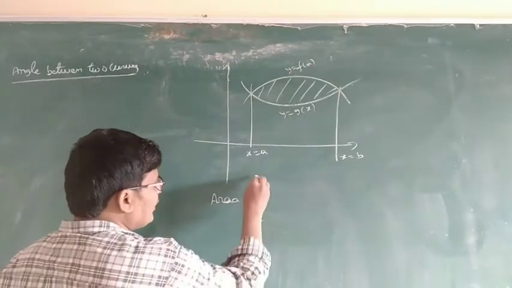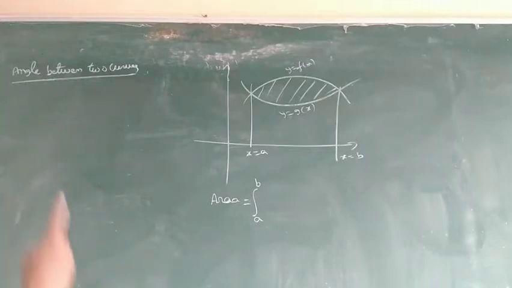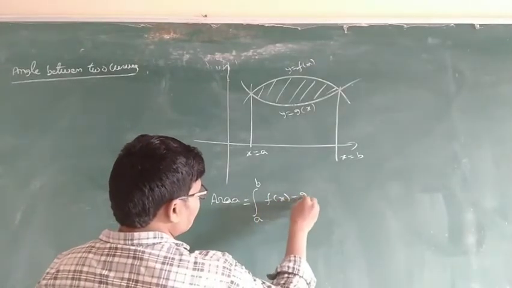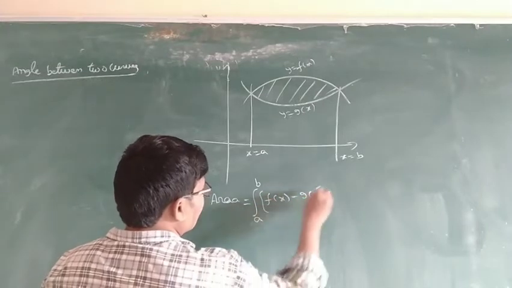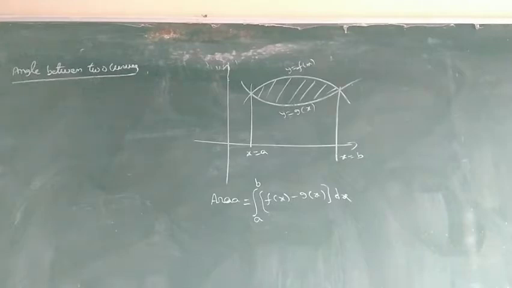Integral A to B. What is the upper curve? f of x minus g of x dx. This is the third one. Next, angle between the two curves.